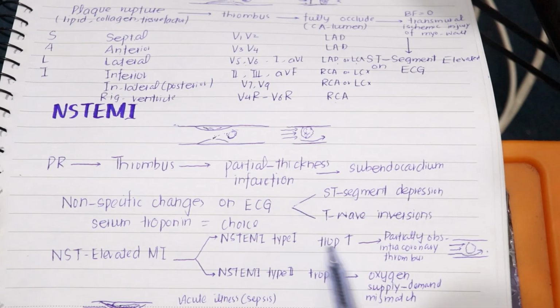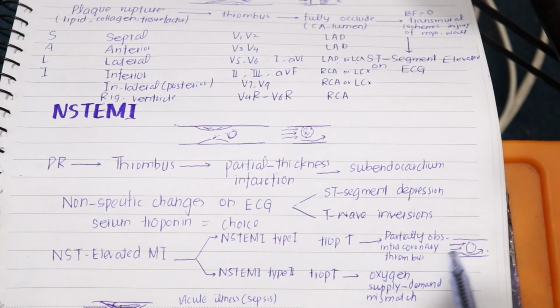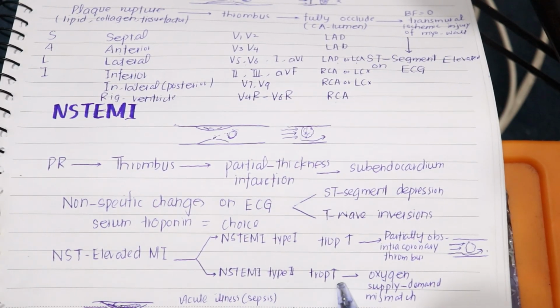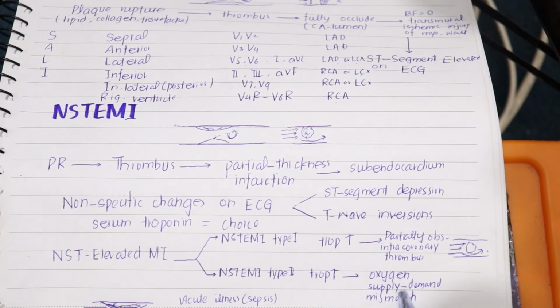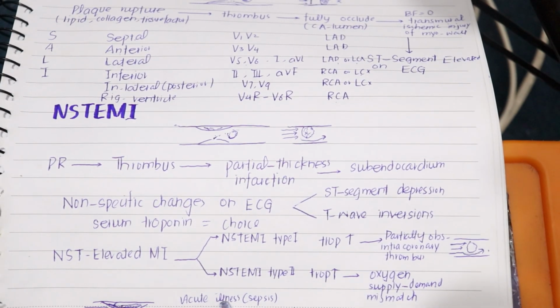What happened in type 1? The troponin is high because there is partial occlusion. In type 2, the troponin is high. Why? Because oxygen demand is not matched. Why? Because there is acute illness.